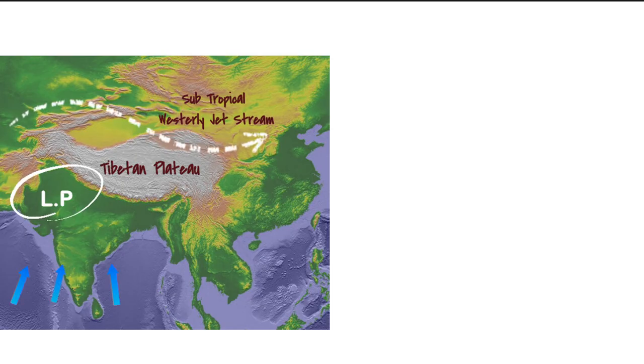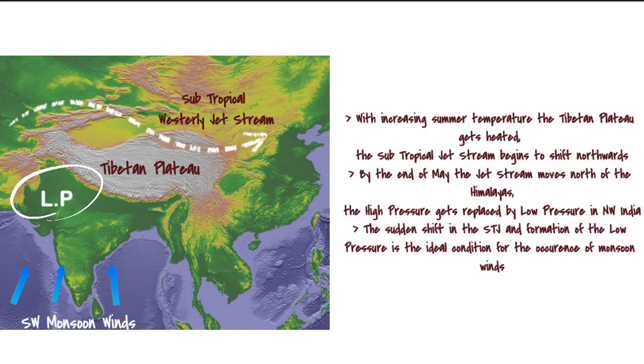The sudden shift of the subtropical jet stream is considered to be the first signal of monsoon onset. The monsoon winds withdraw again when the subtropical jet stream shifts south of the Himalayas, which builds high pressure condition in northern India that weakens the monsoon winds.